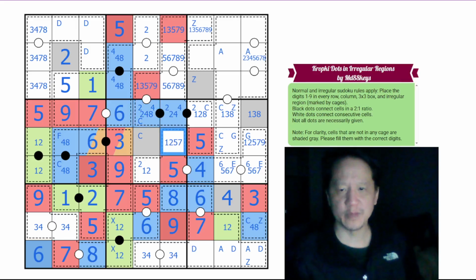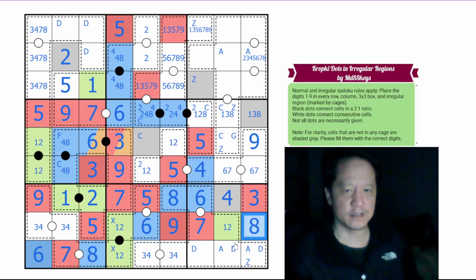This 5 eliminates 5 in the rest of the region. This is a 6, 7 pair, which eliminates 6 and 7 in the rest of the cage. So this can't be 7. This is a 1, 2 pair, which eliminates 1 and 2 in the rest of the box and cage. So no 1, 2, 5, 7. It has to be 9. This cannot be 4. This is 8.